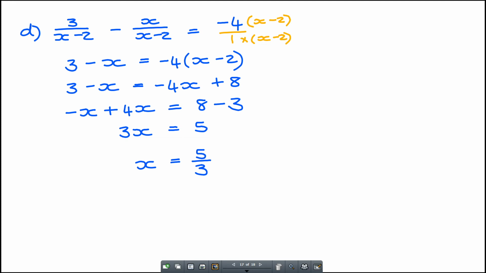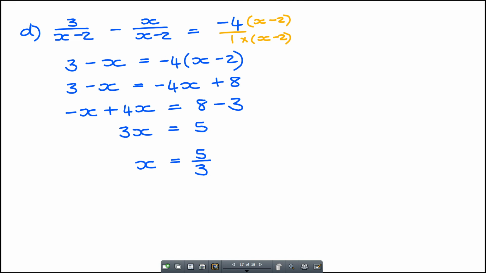You will see that I keep it in brackets because if I don't write the brackets, it's going to look like the minus 4 is only supposed to be multiplied with x. Okay, so keep the x minus 2 in brackets. Then after that, I'm going to multiply that in. So it gives me minus 4x plus 8.